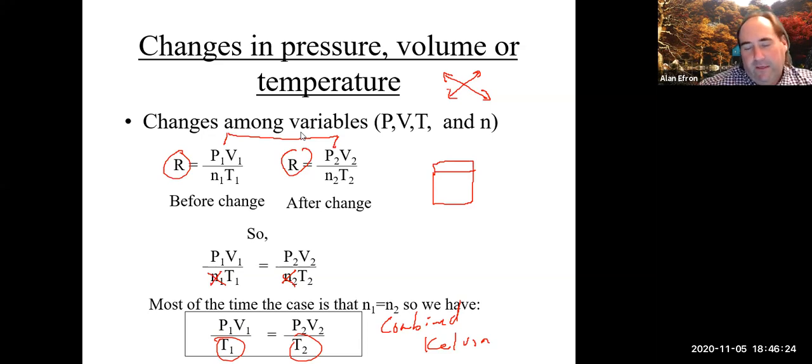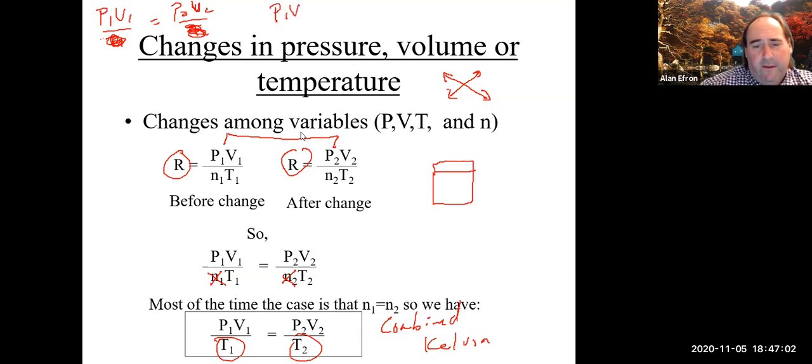This is also a really good one to remember in terms of gas laws, because if you don't want to remember all the other ones, you can use P1V1 over T1 equals P2V2 over T2. For example, if you didn't want to remember Boyle's law, Charles' law, Gay-Lussac's law, or even Avogadro's law, you can use this. Under Boyle's law, we're at constant temperature, so you just scratch out the temperature and there is Boyle's law.